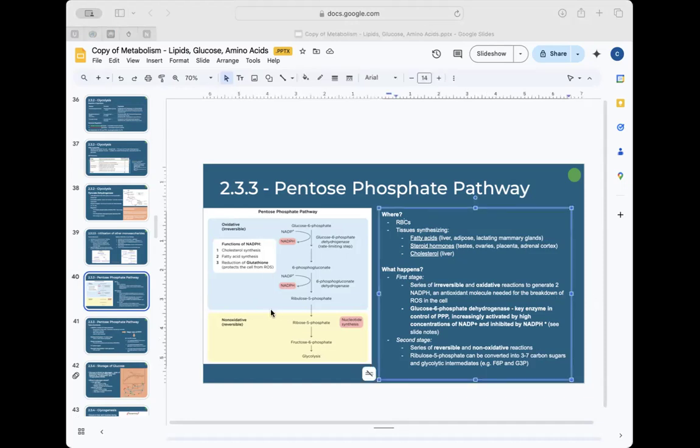And you can see here in this diagram, there's two stages. So we have an oxidative phase that makes NADPH, and that's really crucial for fatty acid synthesis and fighting oxidative stress. And then we have a non-oxidative phase, which is reversible, and that recycles sugars back to glycolytic intermediates like F6P and G3P, or makes ribose 5-phosphate for DNA and RNA.